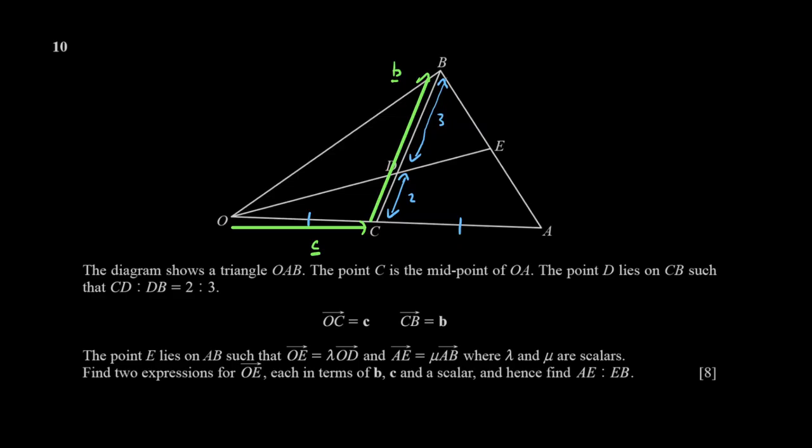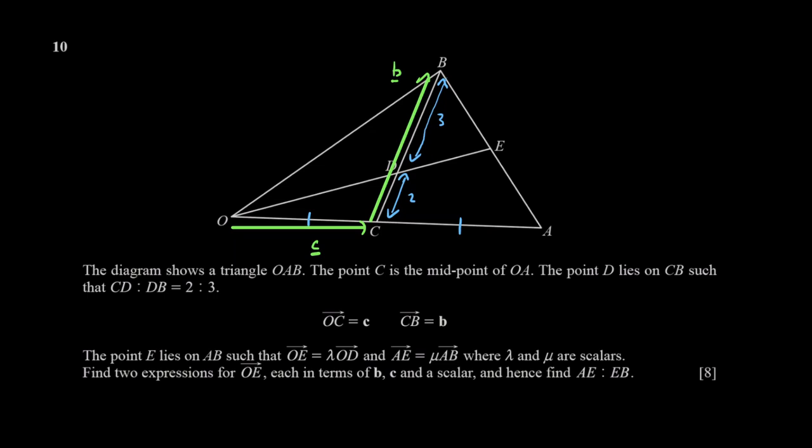Now the point E lies on AB such that OE is equal to lambda OD. In other words, to get to E, we just take a scalar multiple of the vector from O to D. And AE is equal to mu AB. So A to E, again, is a scalar factor of the vector going from A to B. Find two expressions for OE, the vector going from here to here, each in terms of B, C, and a scalar, and hence find the ratio of AE to EB.